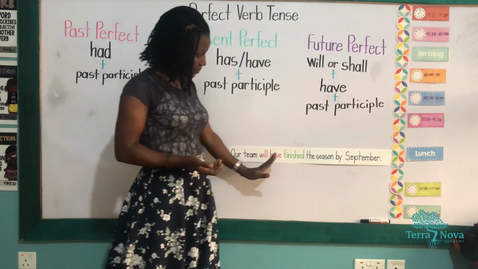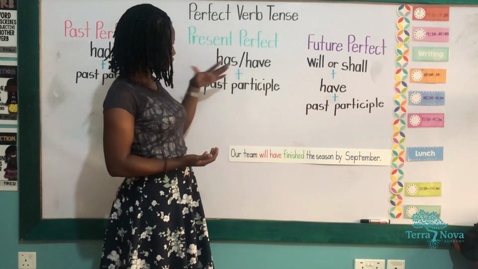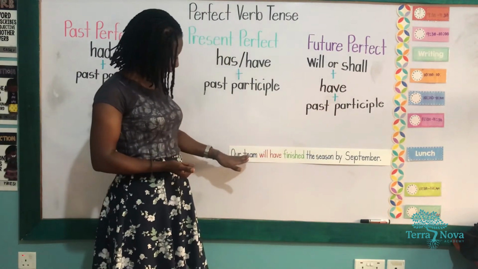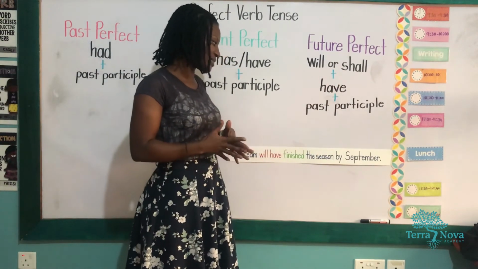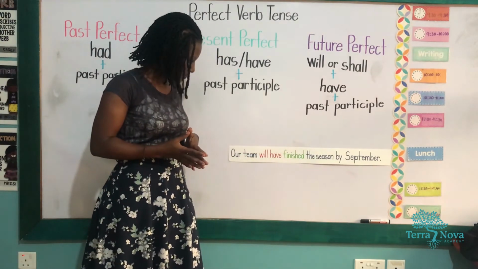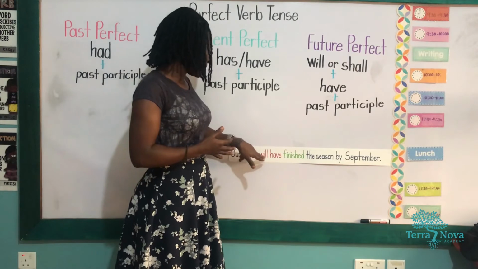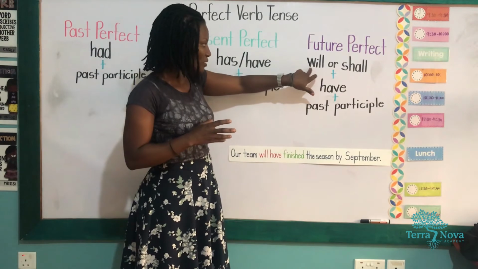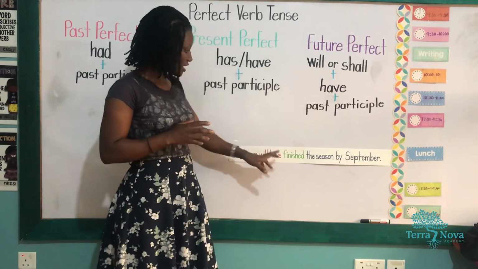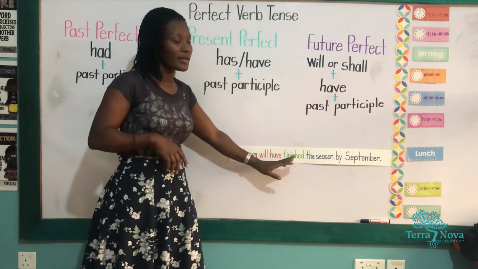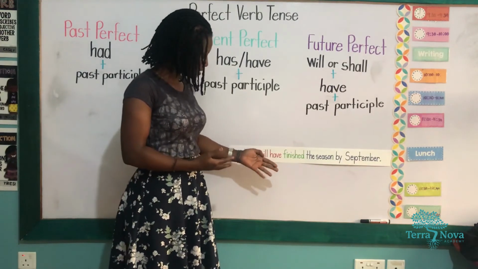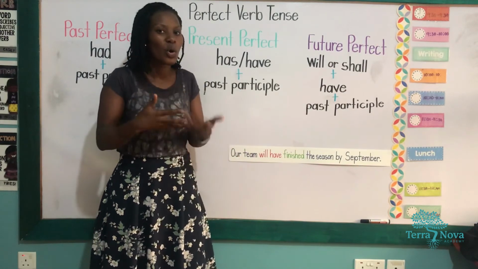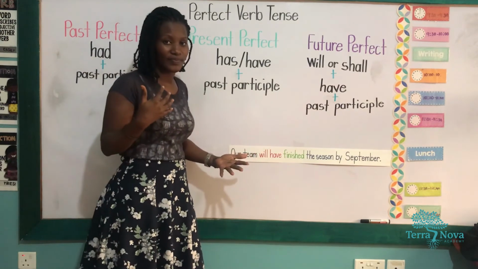Let's look at an example. Now this example is really long, but don't be confused by the present perfect. Let our focus be here, okay? So our team will have finished the season by September. Will have is our must use. Will plus have. Then finished is our past participle. When we read this sentence, we know that the action has actually not been completed, but it was begun.